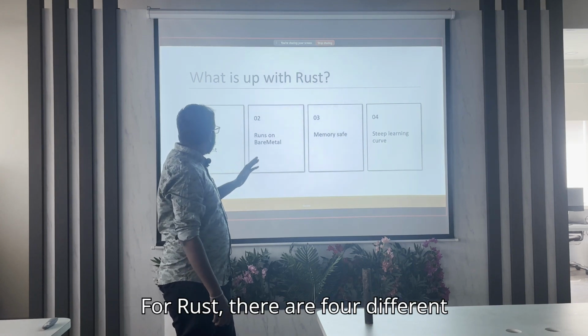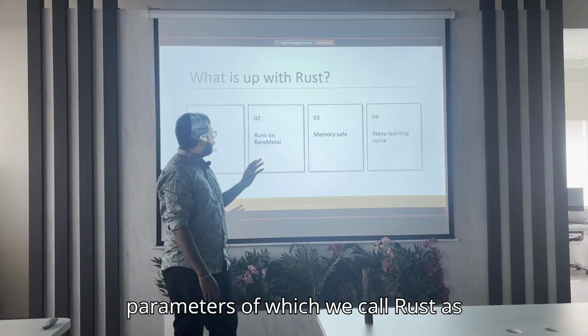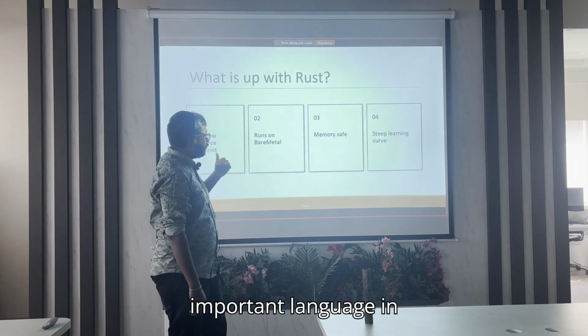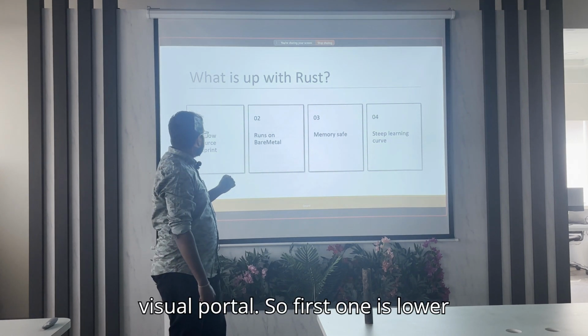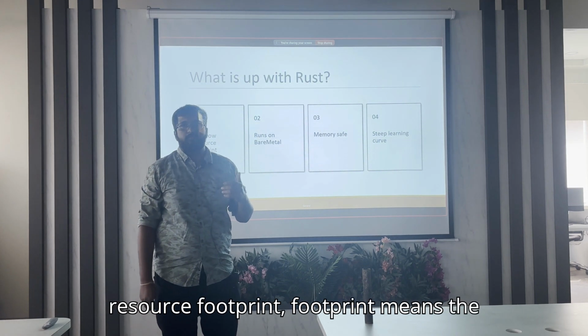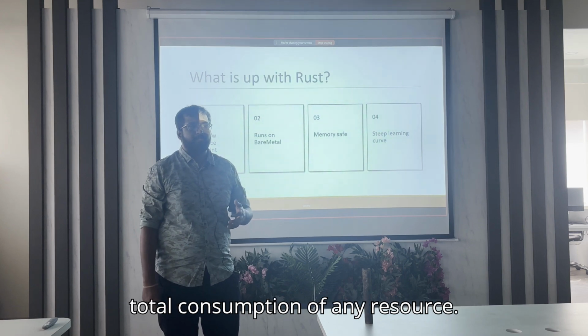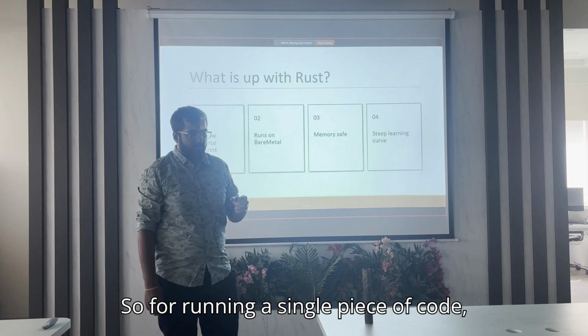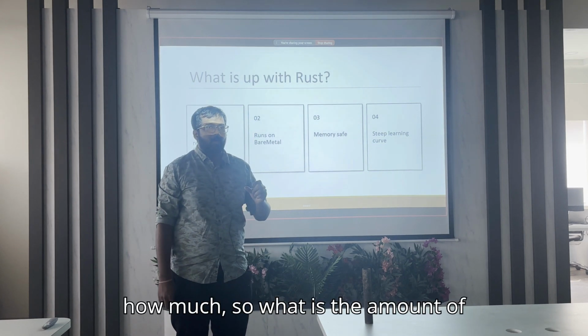For Rust, there are four different parameters on which we call Rust an important language in Visual Control. So the first one is low resource footprint. When we say resource footprint, footprint means the total consumption of any resource. So for running a single piece of code, how much?